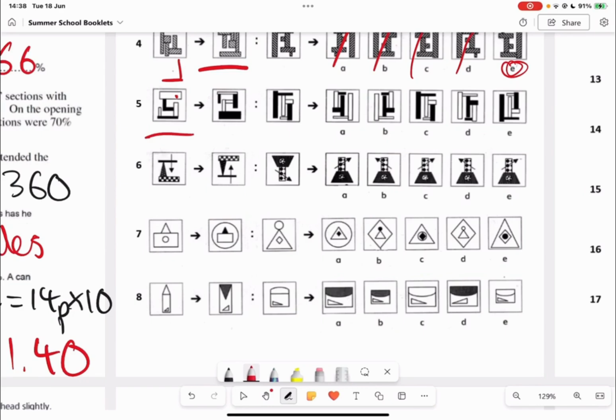So given that, our answer cannot be A, and neither can it be C because the colour hasn't changed. It cannot be D due to the reflection, and it's not E. It's not E due to the colour change. The colours haven't changed in E, so the answer will be B.